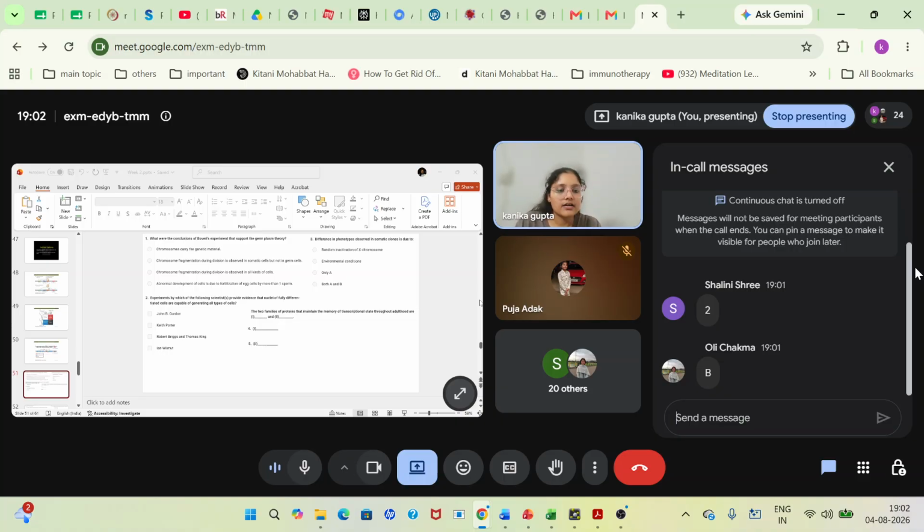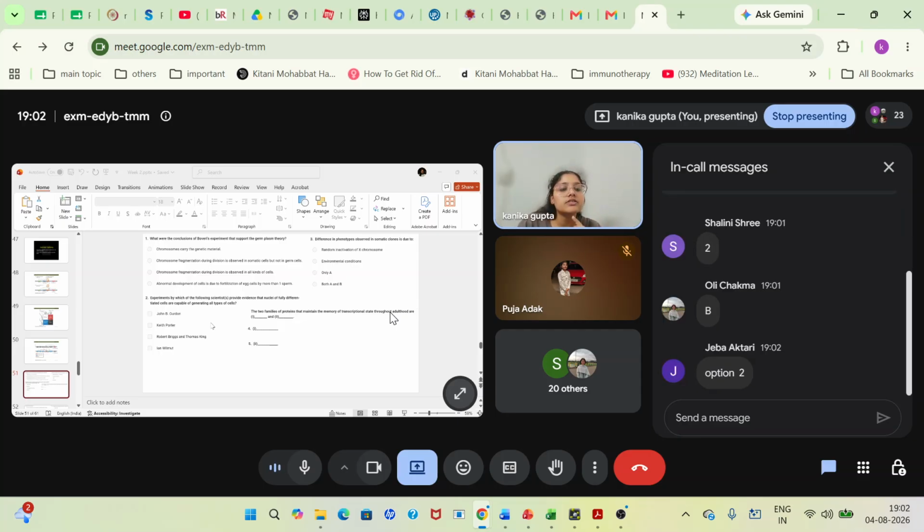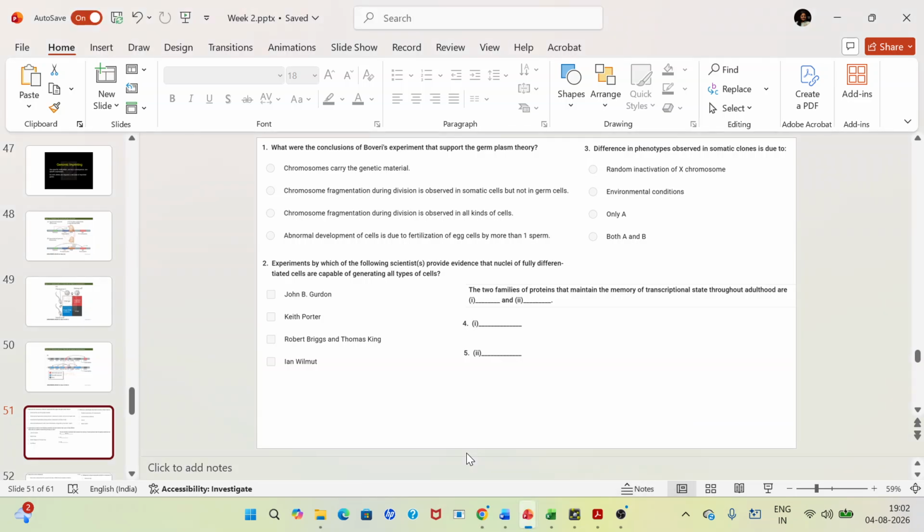Okay, I think other people don't want to answer. That's okay. So the answer to the question is that chromosome fragmentation during division is observed in somatic cells but not in germ cells. That means the information in germ cells is always complete. It is never in fragments, but it can be fragmented in case of somatic cells. That is what the experiment on the Ascaris embryo showed to Boveri. But obviously, then it was further concluded that all the cells had complete information.